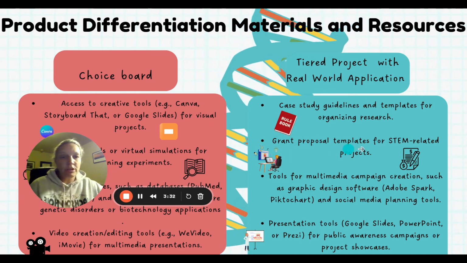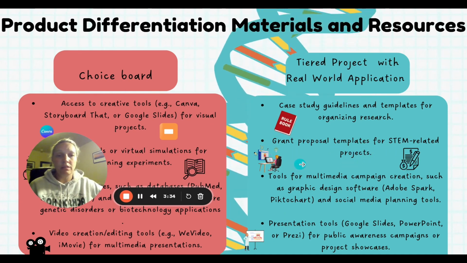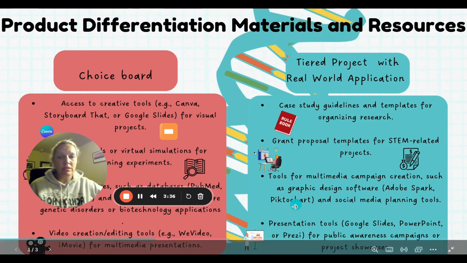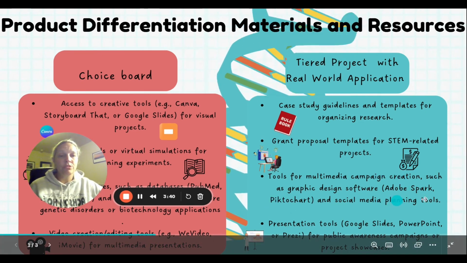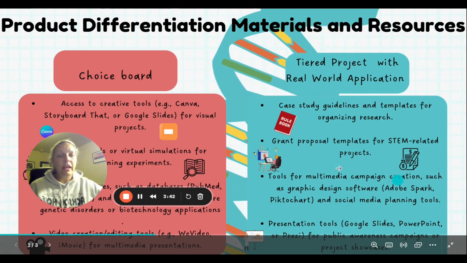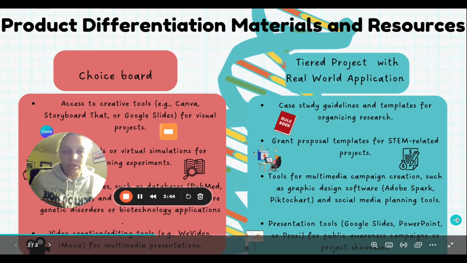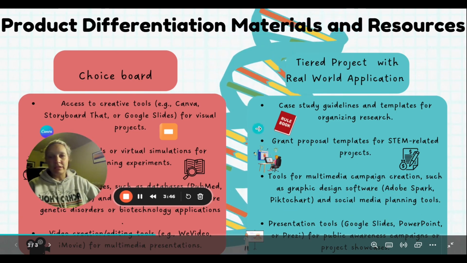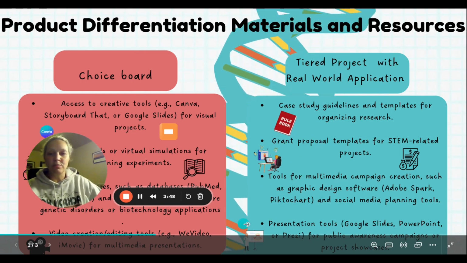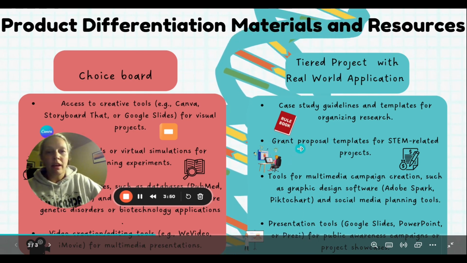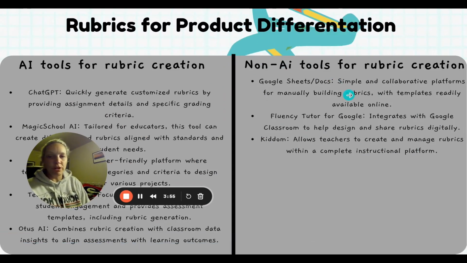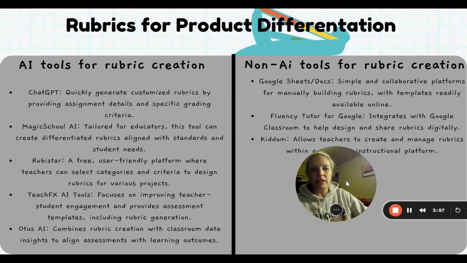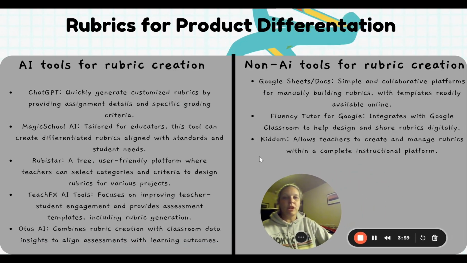For the grant proposal, they're going to need some STEM-related grant proposal templates, tools for multimedia campaign research like Adobe Spark or Piktochart, and then finally some presentation tools like Google Slides, PowerPoint, Prezi, and not mentioned here, but our favorite, Canva. And then finally, teachers are going to need to have rubrics, some very clear guidelines for how the gifted student is going to be graded.